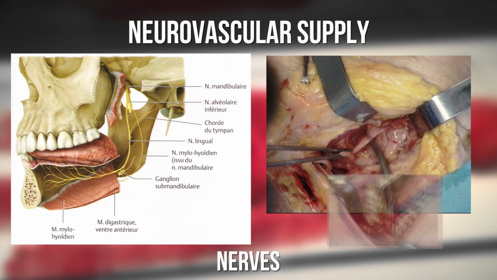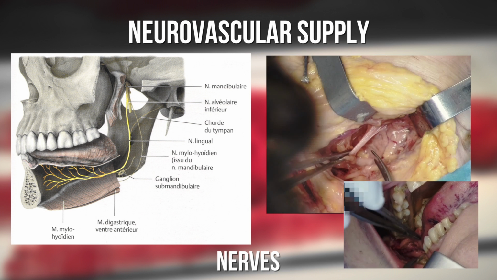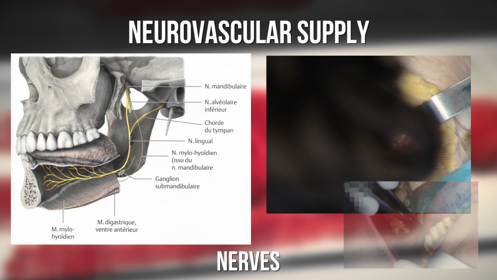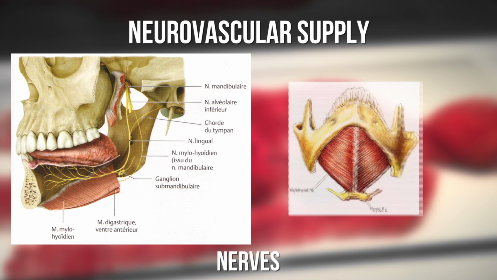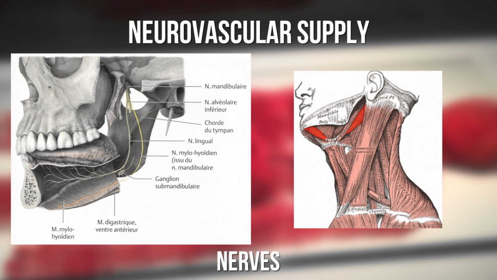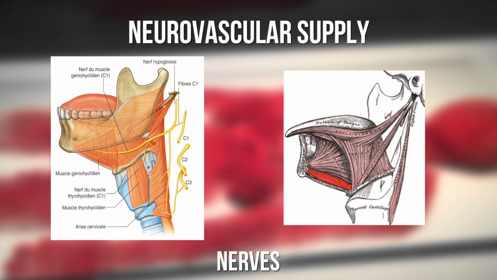General sensory input comes from the trigeminal nerve's lingual branch, with, in particular, the input from the chorda tympani branch, coming from the facial nerve. The mylohyoid muscle is innervated by the mylohyoid nerve from the mandibular nerve. The digastric muscle's anterior belly is also innervated by the mylohyoid nerve. The geniohyoid muscle is innervated by an anterior branch of C1 transported along the hypoglossal nerve.